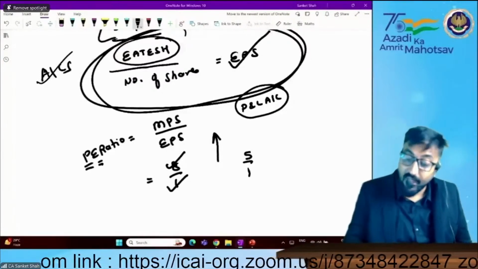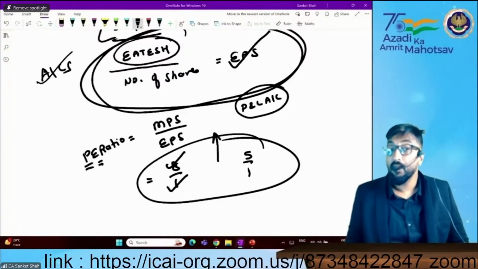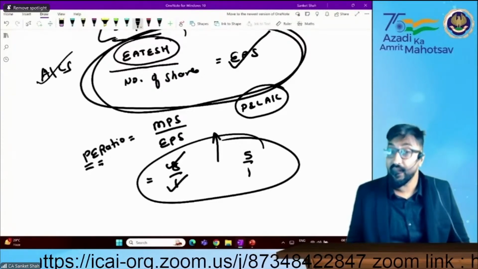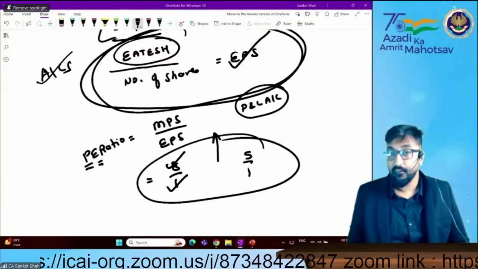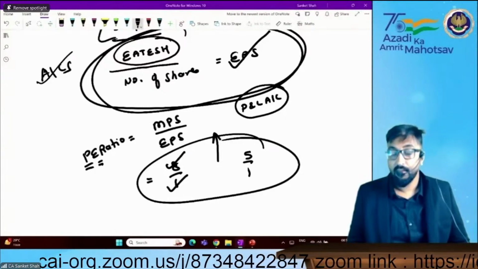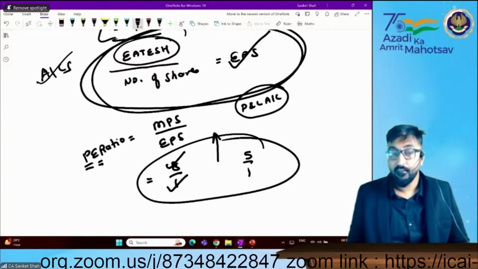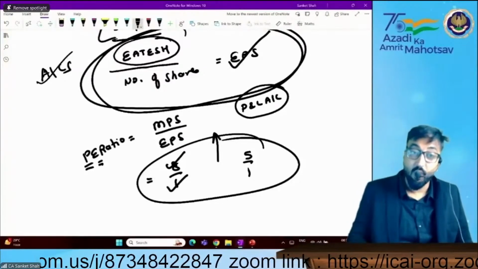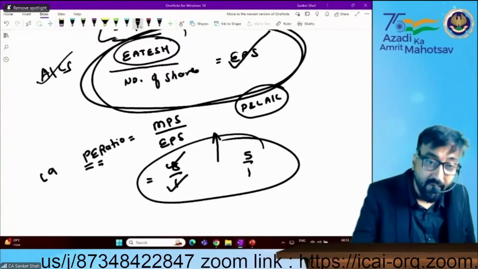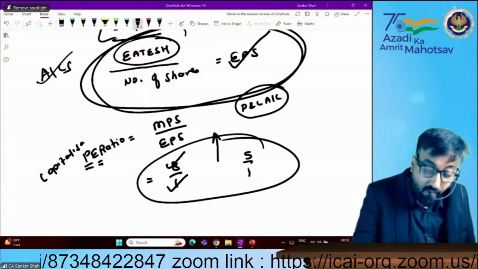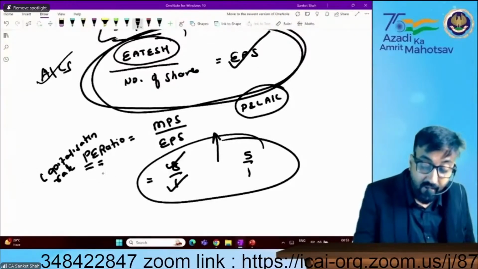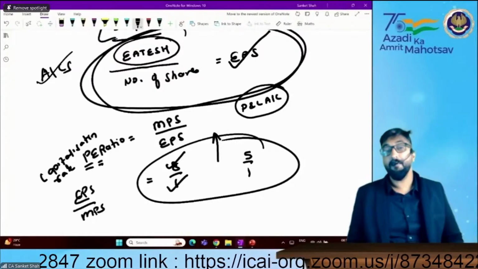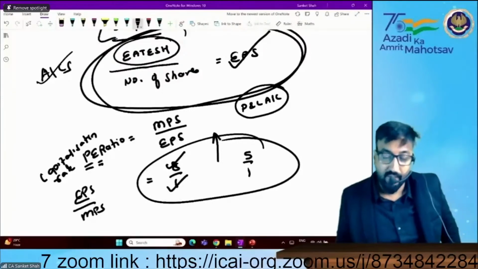And what is the opposite of the PE ratio? Yes, any one of you? It is called the capitalization rate. What is the capitalization rate? Opposite means EPS upon MPS. EPS upon MPS. Okay, not yet completed.